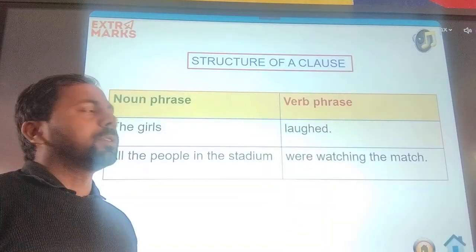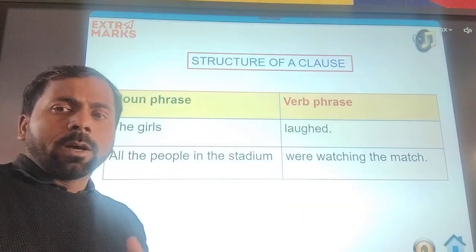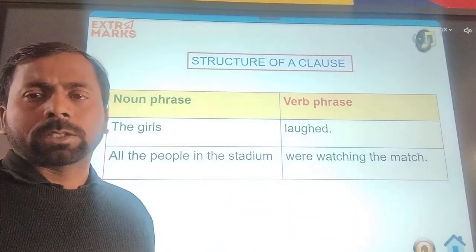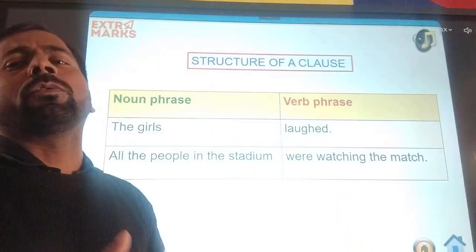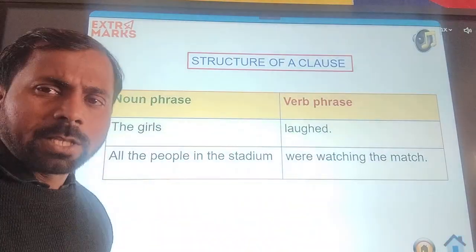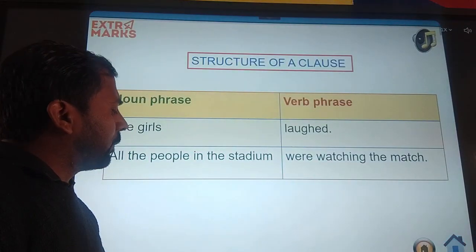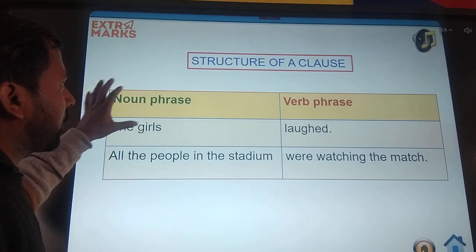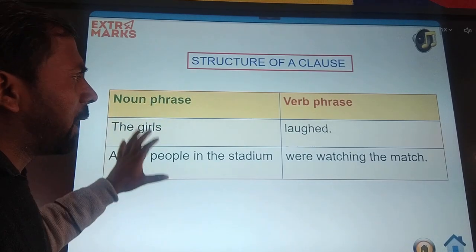Here we learn about the structure of a clause. It is a greater part than the phrase. The phrase is included in a clause, and the clause is also included in a sentence. So we can say that a clause is a part of a sentence. You can see here the phrase, and this phrase is a part of the clause.